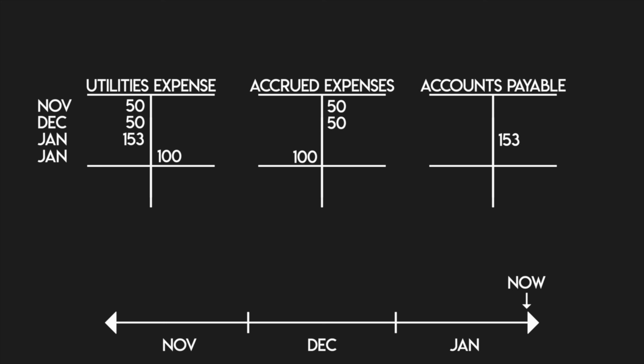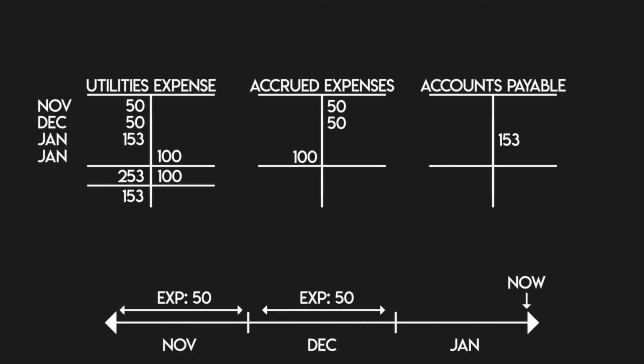When we close off the quarter, we have incurred utility expenses of $153 in our income statement, $50 which we accrued in November, another $50 in December, and then in January we took up a further $53. There are no more accrued expenses in our balance sheet because we released our $100 accrual in January, and we now owe $153 to our water supplier, which we recognize as a liability in accounts payable. We've recorded all of our expenses in the correct periods as we incurred them, so our books are in line with the accrual basis of accounting.